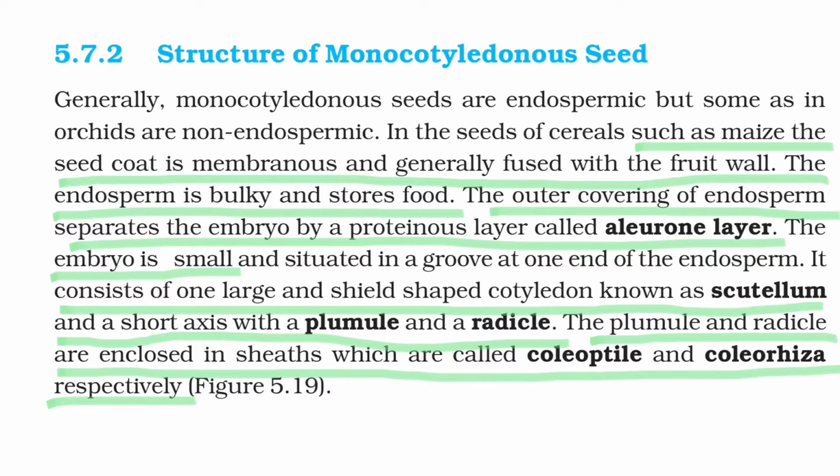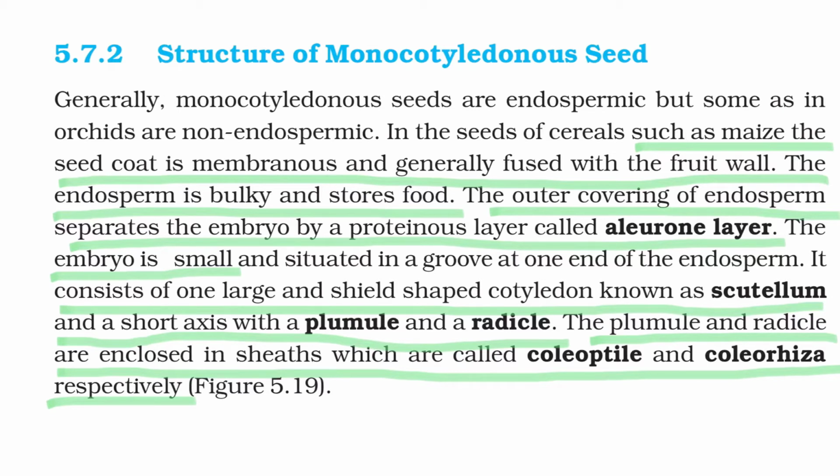In the seeds of cereals like maize, rice, wheat, jowar, etc., the seed coat is membranous and generally fused with the fruit wall. So here a special term is used which is not written in your book: when the seed coat and fruit wall are fused, the special term is known as hull. The endosperm is bulky and stores food. Mainly starch is stored here.